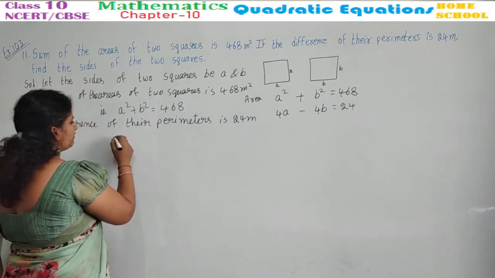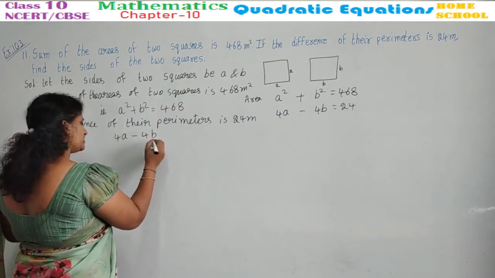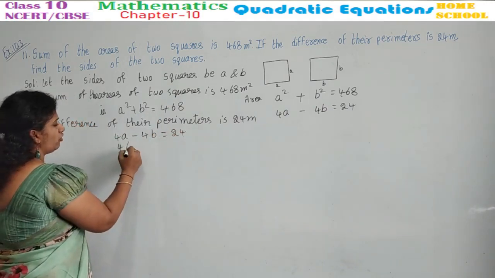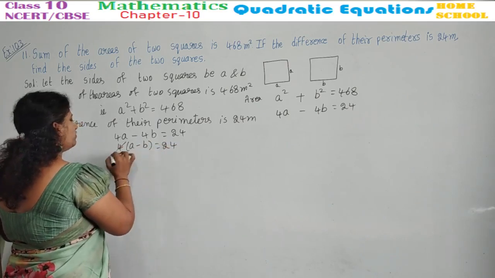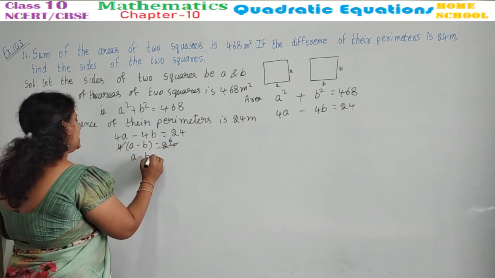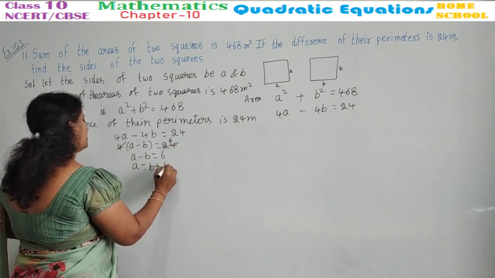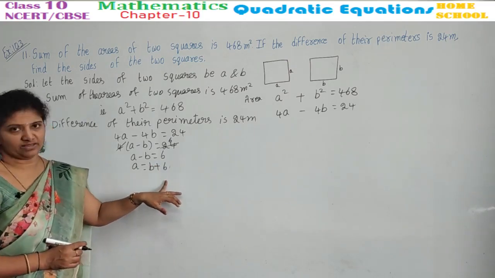What is the perimeter of this square? 4a and perimeter of another square is 4b. Difference is equal to 24. I can take out 4 common. A minus b is equal to 24. If you cancel, 4 6s are 24. A minus b equal to 6. A is equal to b plus 6. How much we got here? A equal to b plus 6.